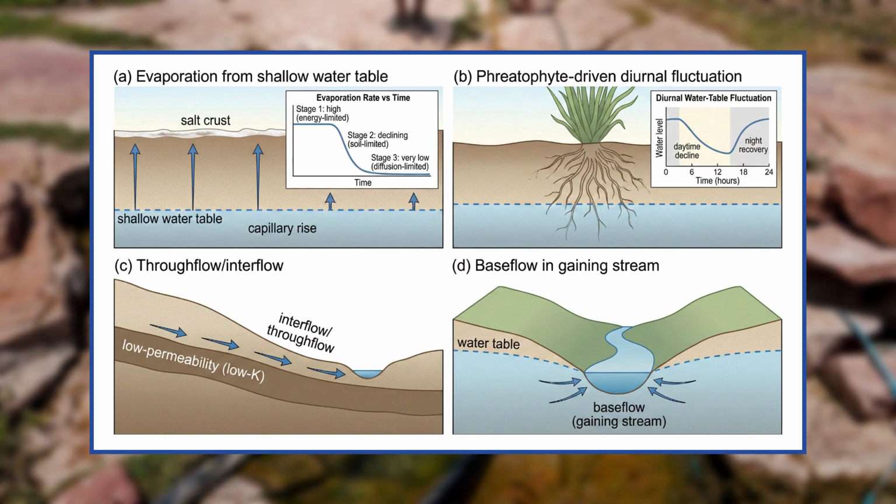Base flow occurs in gaining streams, where the elevation of the water table in the adjacent aquifers is higher than the water level in the stream. These hydraulic gradients drive groundwater through the stream bed and banks into the channel. The water table rises when precipitation infiltrates the ground and recharges the aquifer. This increases the hydraulic gradient towards the stream, thereby increasing the base flow volume.